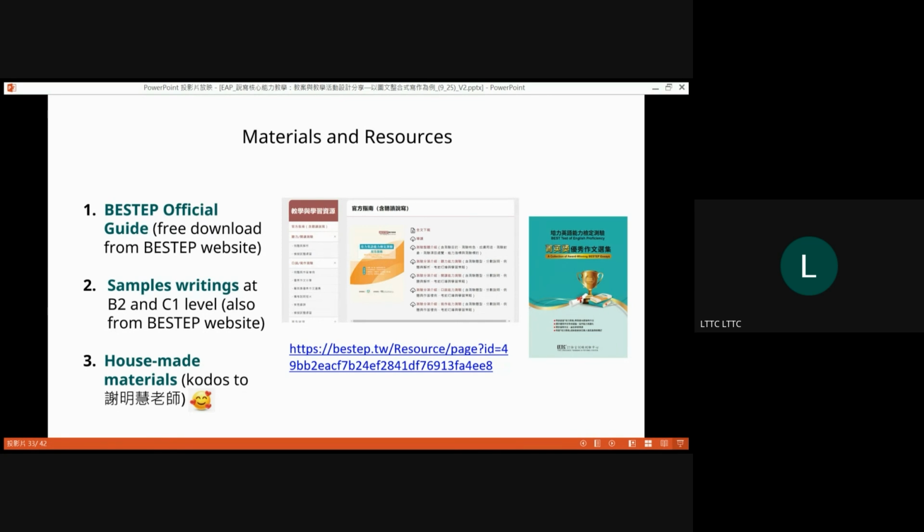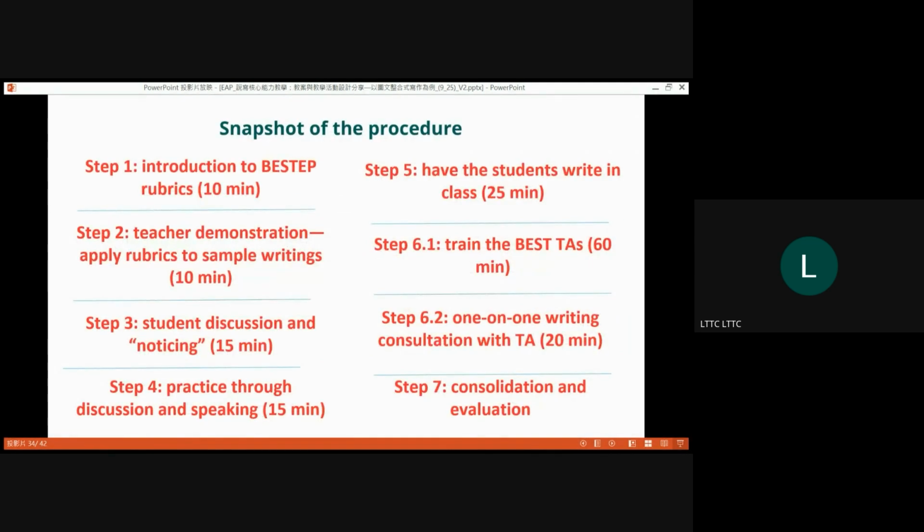And only 3 minutes left. So I'm aware of that. So I have a snapshot of the procedure. Basically there are 7 steps, and I also have 7 corresponding slides, but I don't think I have time to go through them. So I will just use this slide to go through each step and point out some important considerations in each step.